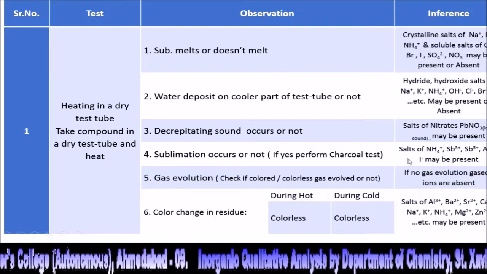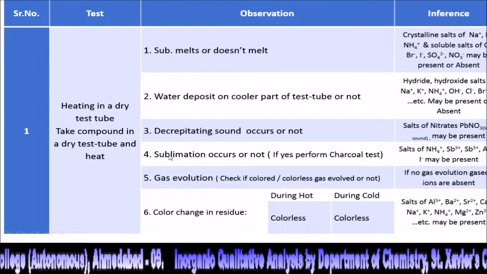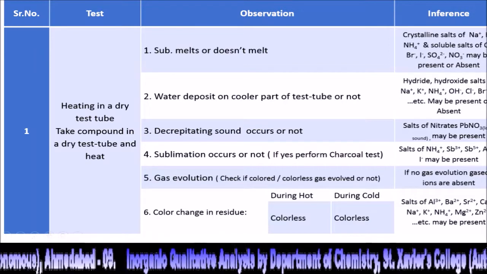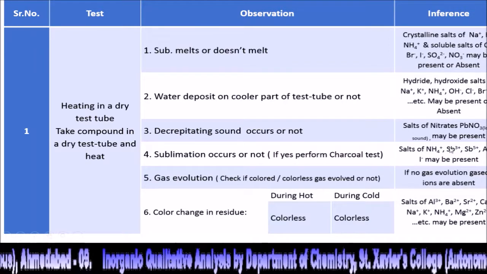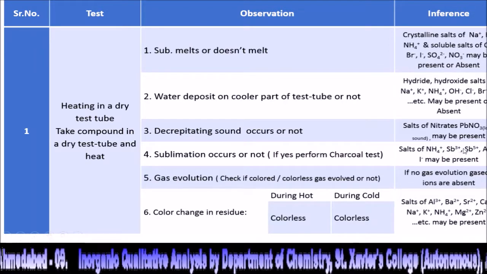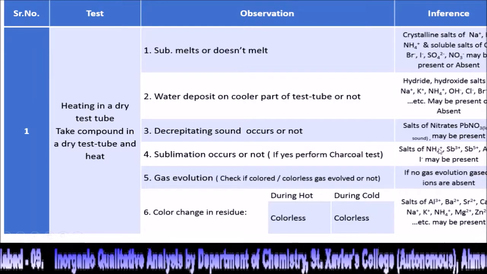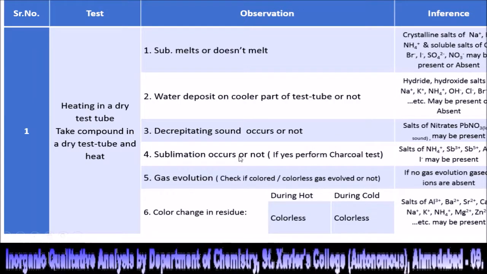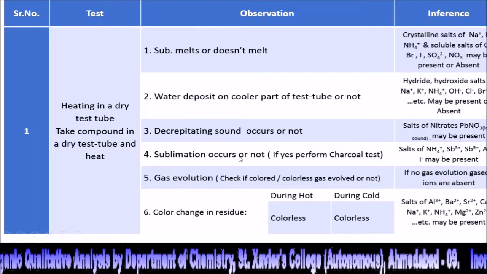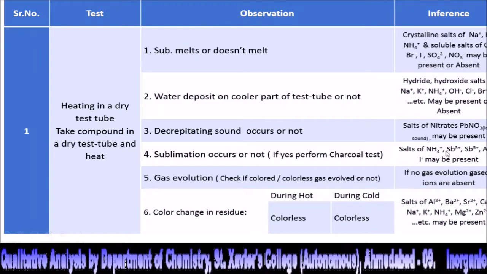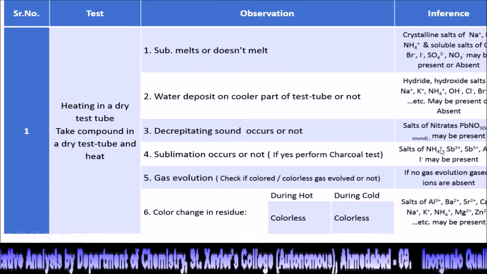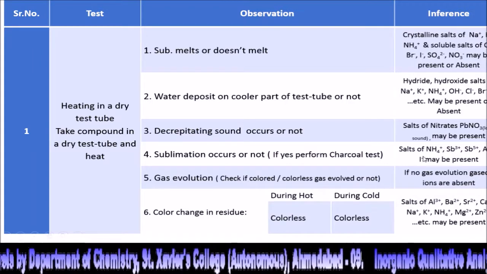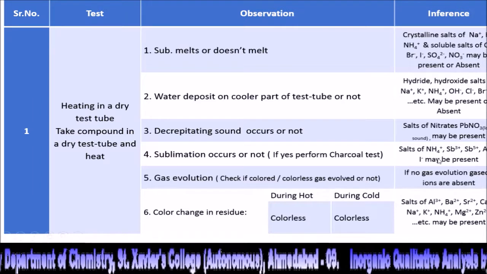Iodine, when it turns into vapor, means sublimes, gives violet fumes. Arsenic gives a garlic smell. Antimony forms a mirror effect on the side of the test tube, and ammonia gives the smell of ammonia, which you can identify by putting a glass rod dipped into HCl on it. If you get white fumes, you may say that the coming gas is ammonia. That way, by performing the charcoal test, you can identify these elements from each other.